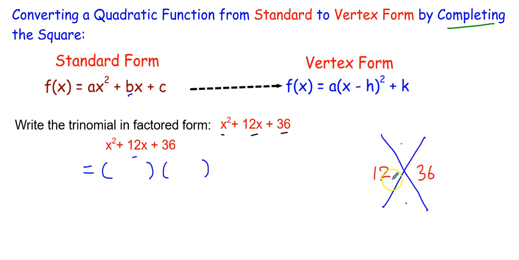Now what are the two numbers? We can guess the known factors of 36: 6 times 6 is 36, 6 plus 6 is 12. Right, the condition is satisfied. I'll write 6 as my first number. The second number is also 6. So 6 plus 6 is 12, and 6 times 6 is 36. So I have my factors. I'll write here x plus 6 times x plus 6.